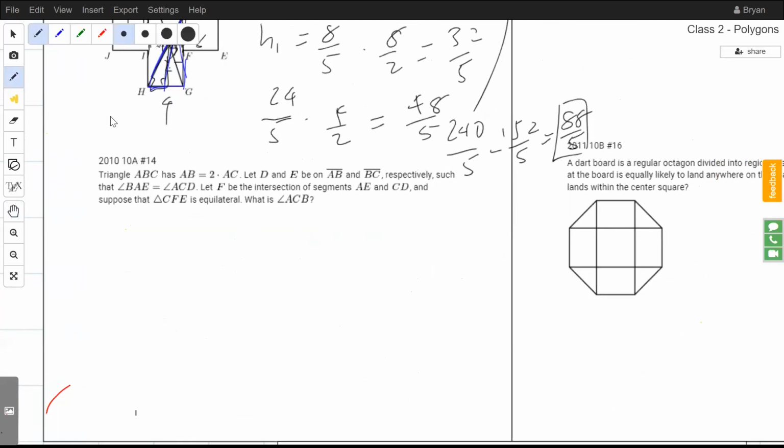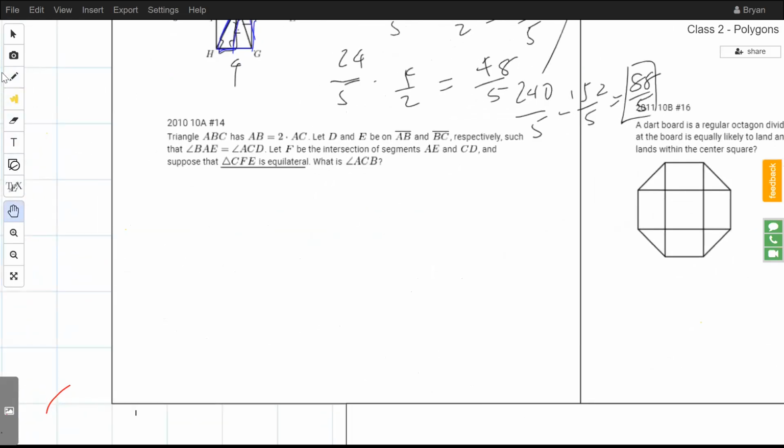Okay. Next problem. Triangle ABC has AB equals 2 times AC. Let D and E be on... Well, first off, you can realize that it's going to be a weird diagram, and you might have to draw this multiple times. So first, you have to realize that triangle CFE is equilateral is a very important statement, and also is probably going to be how you base your diagram.